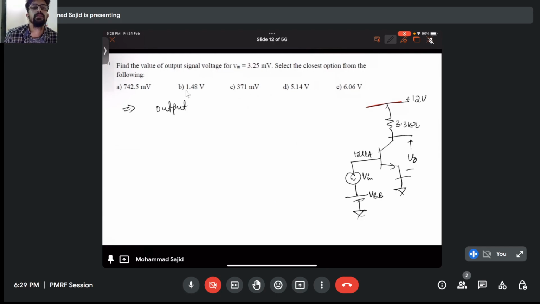Okay, so the question says find the value of output voltage signal, V output. We have to find V output for V in of 3.25 millivolt.